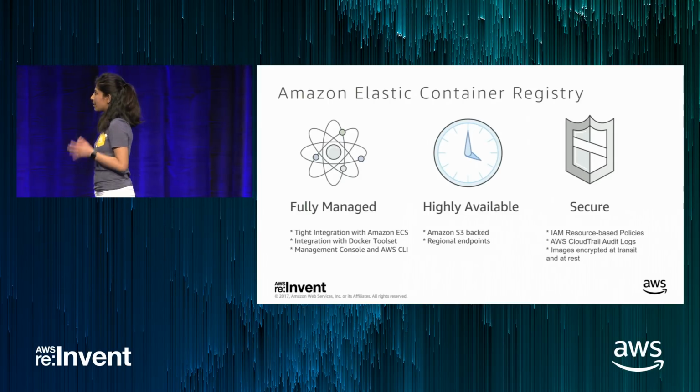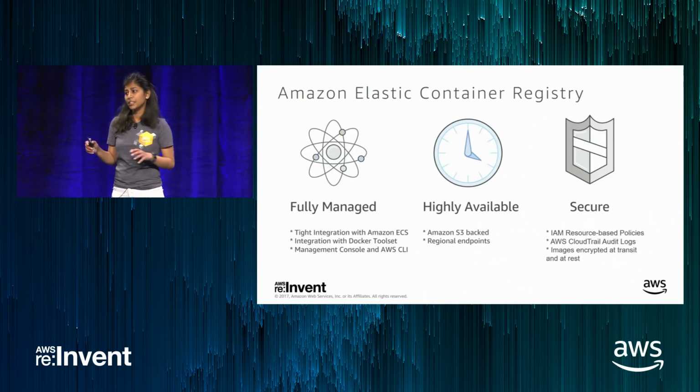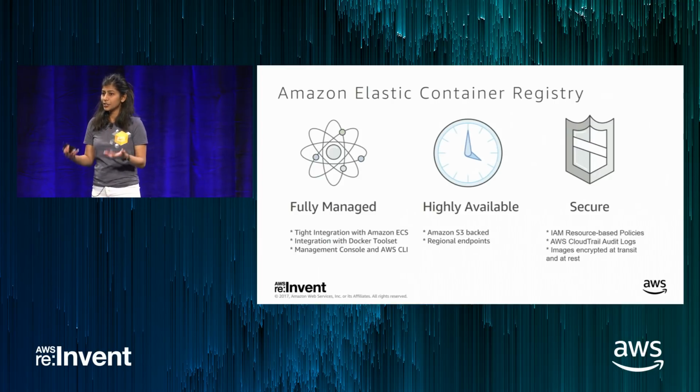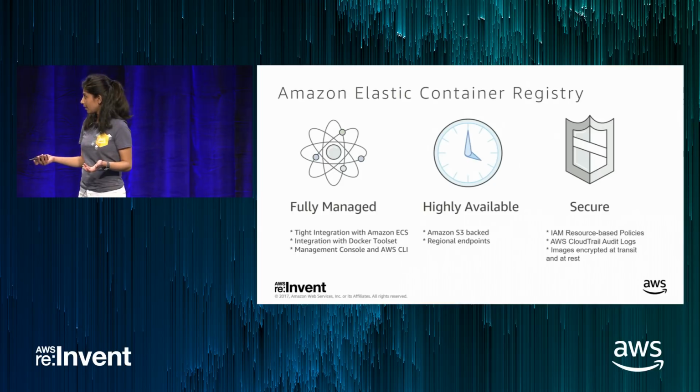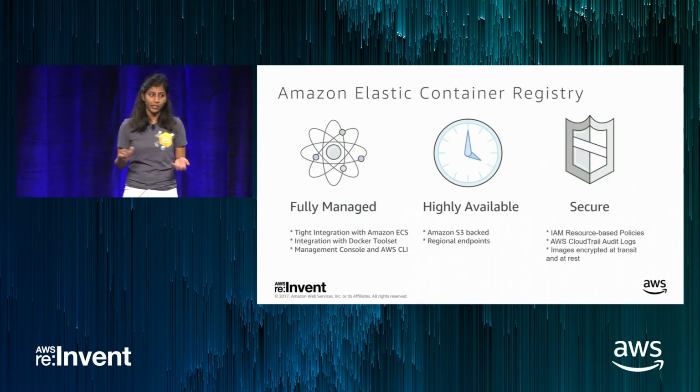So basically, ECR, Amazon Elastic Container Registry, eliminates the need for you to manage your infrastructure hosting these Docker registries. And it has tight integration with Amazon Container Service, and we're going to use that to actually deploy our containers.